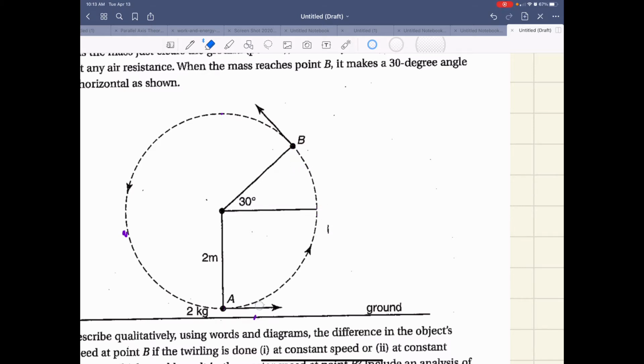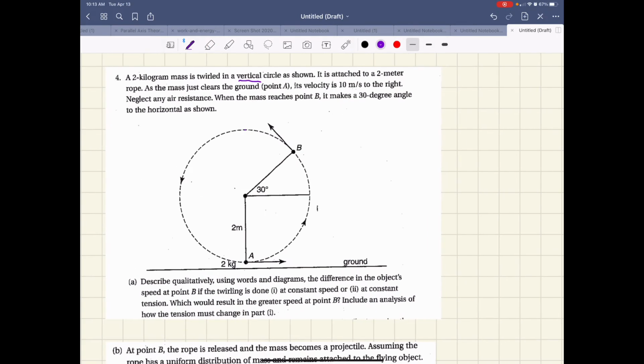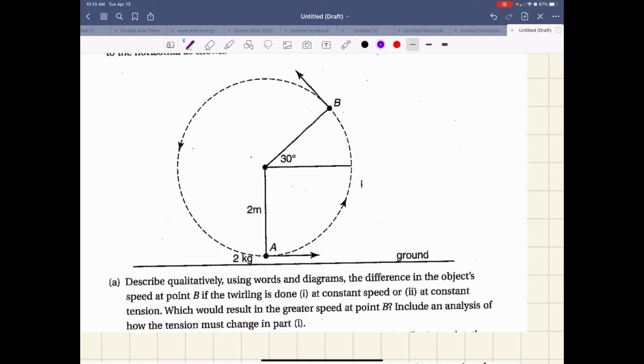So now let's get a little bit more in depth with what's happening. If it's done at a constant speed, so A and B, let's take a look at the tensions for A and B. Let's just start with A. At A, we have tension going up this way. That's providing the centripetal force. We have mg going down like this. But we also have the centrifugal force, which is going to be mv squared over r, going down like that.